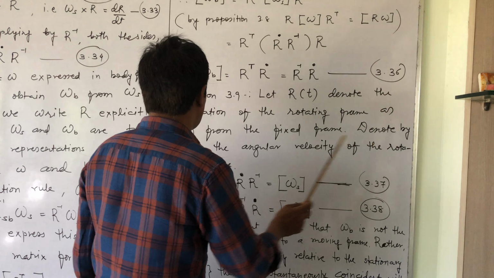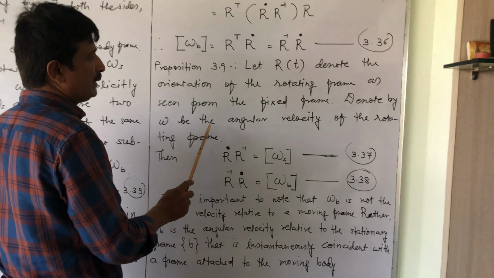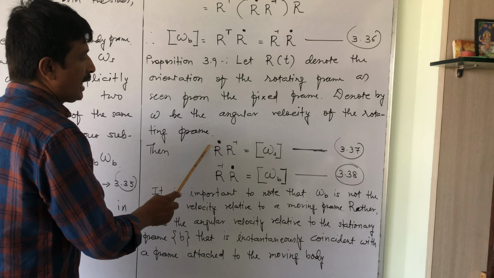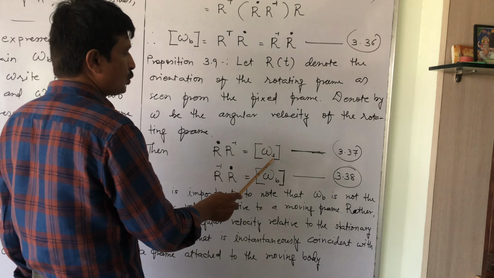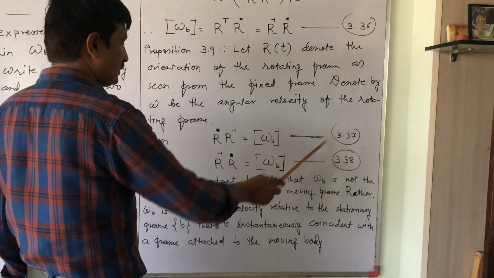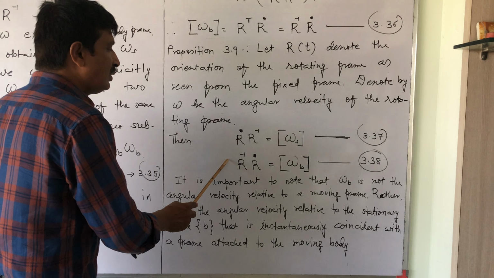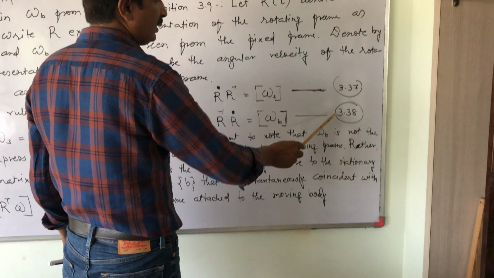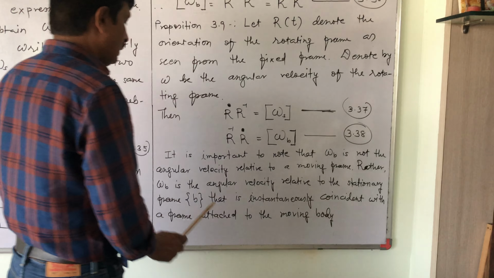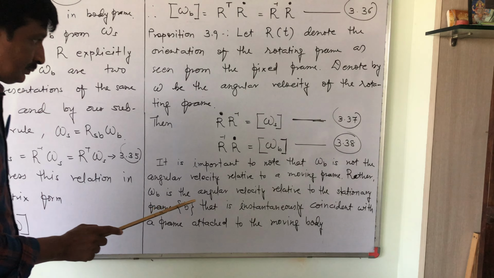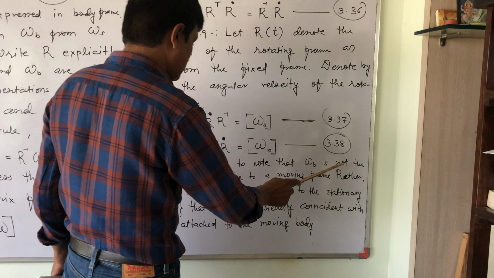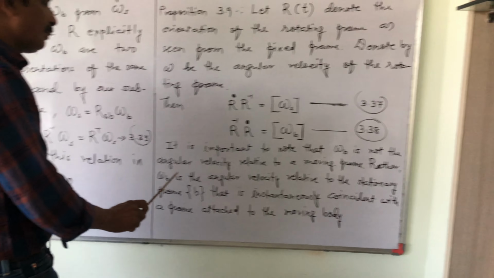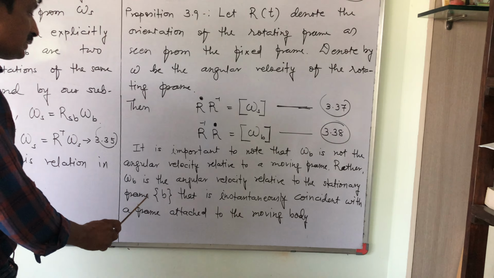Denote by omega the angular velocity of the rotating frame. Then R dot R inverse is the skew symmetric of omega s, that is 3.37, and R inverse R dot is the skew symmetric of omega b, equation 3.38. It is important to note that omega b is not the angular velocity related to a moving frame, rather omega b is the angular velocity related to the stationary frame b.